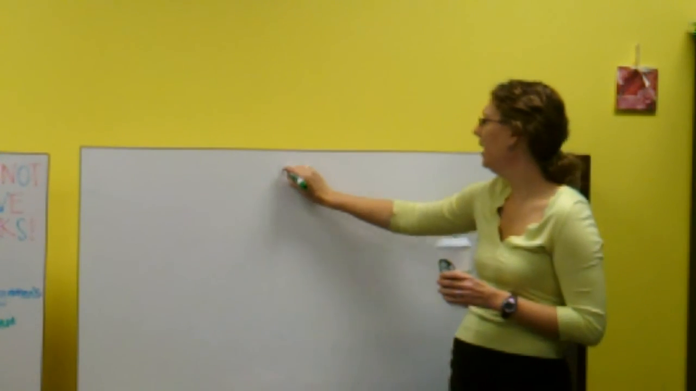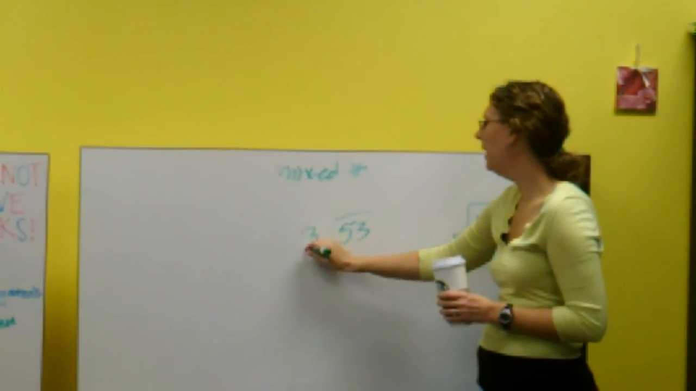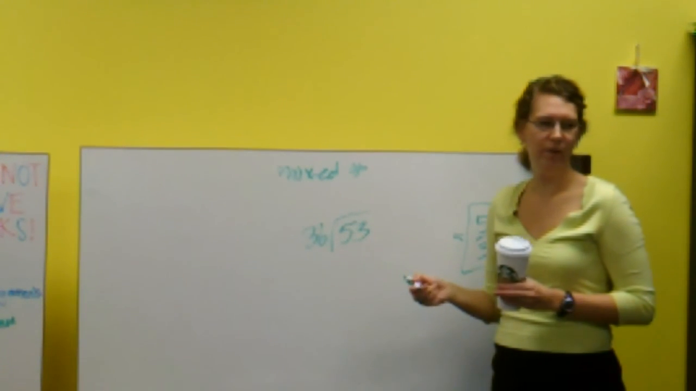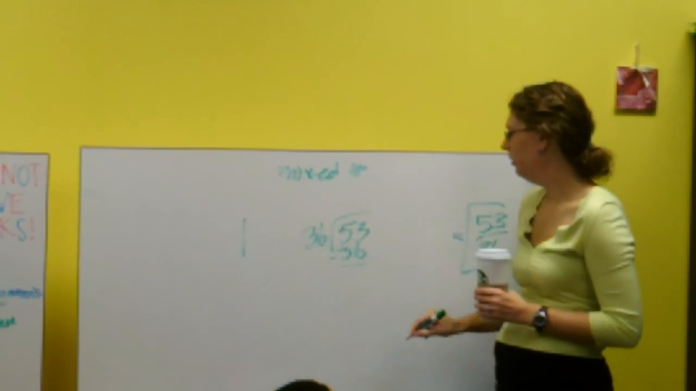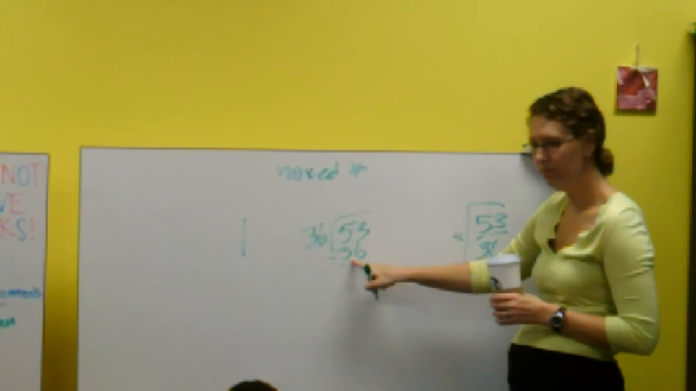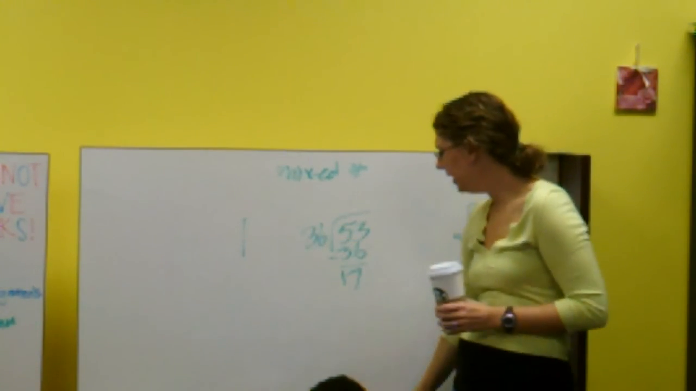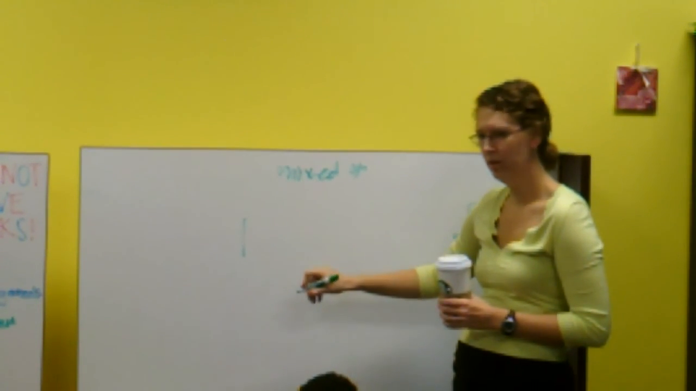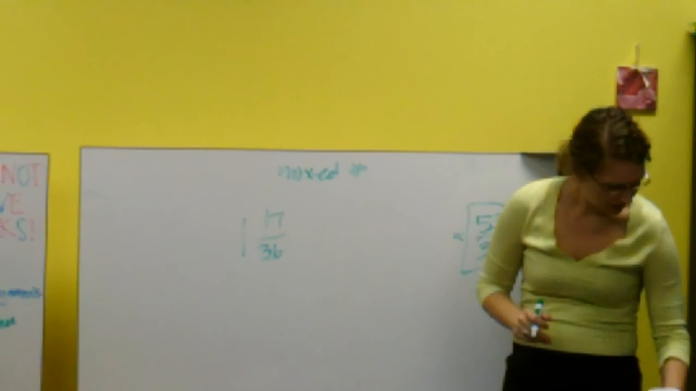I'm going to divide. I want to get a mixed number. So, I'm going to take 53 and divide it by 36. This one's pretty easy to know the whole number. Will 36 go into 53? One time. So, we have 36. We subtract. How many do we have left? How many does 36 need to become 40? 17. Beautiful. So, how do I write my mixed number? 1 and 17 over 36. Perfect.